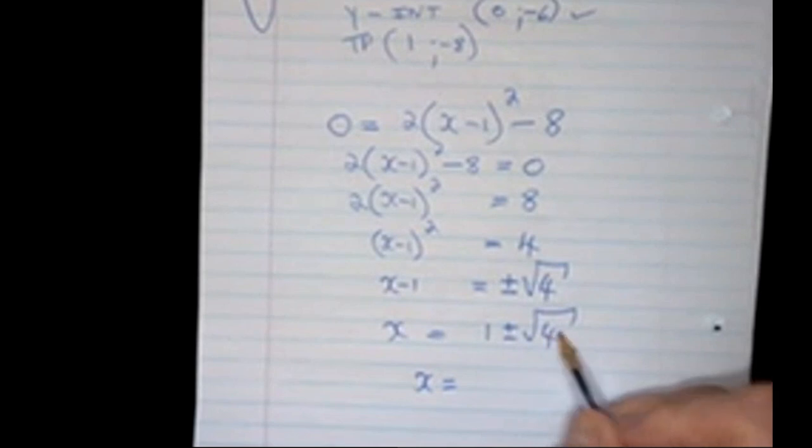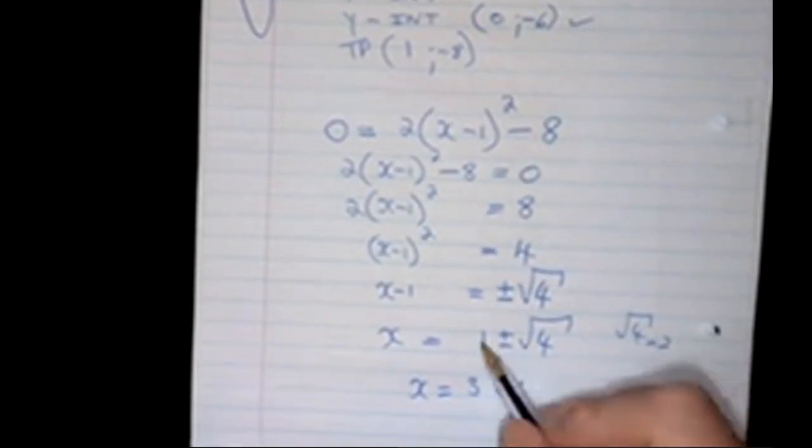So the 1x will be 1 plus that answer, which is 2. So 1 plus 2 is 3. Remember now the square root of 4 is 2, so we know that. So 1 plus 2 is 3, and the other one will be 1 minus 2. That's minus 1. Yeah, nice. So now we can sketch this thing. I'm going to make it small. Hopefully you guys can see over here.